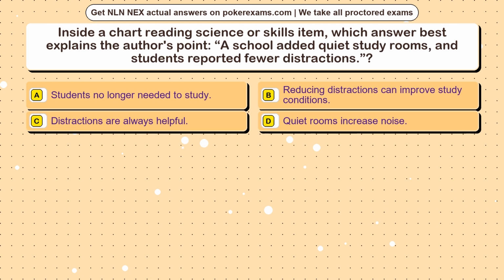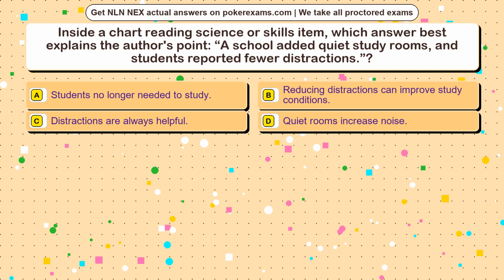Question 24. Inside a chart reading science or skills item, which answer best explains the author's point? A school added quiet study rooms, and students reported fewer distractions. Option A, students no longer needed to study. Option B, reducing distractions can improve study conditions. Option C, distractions are always helpful. Option D, quiet rooms increase noise.